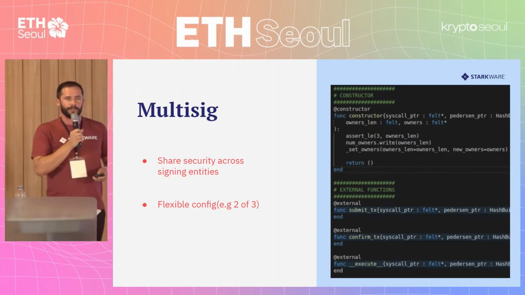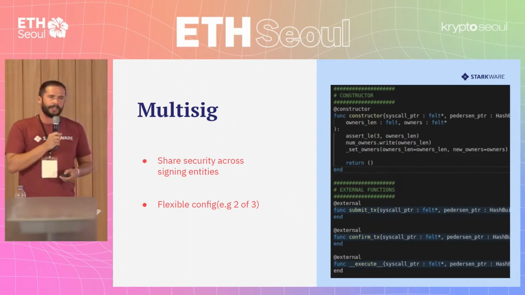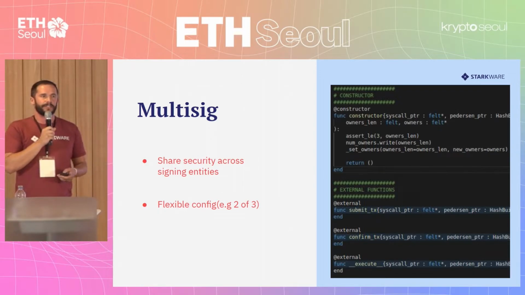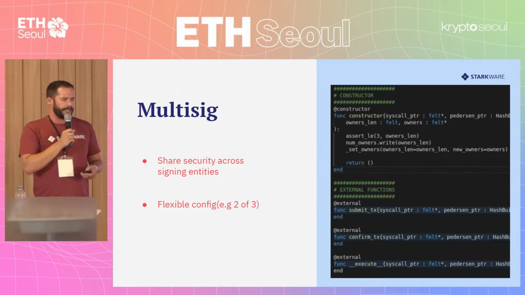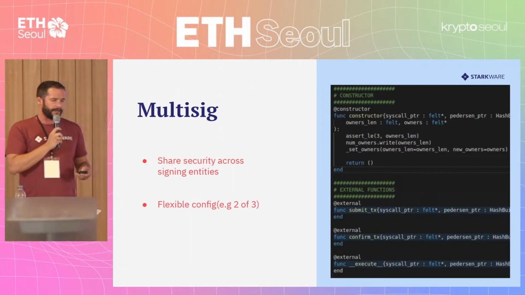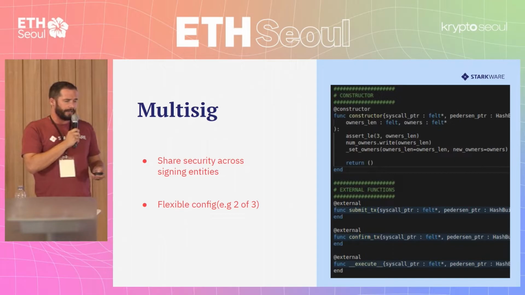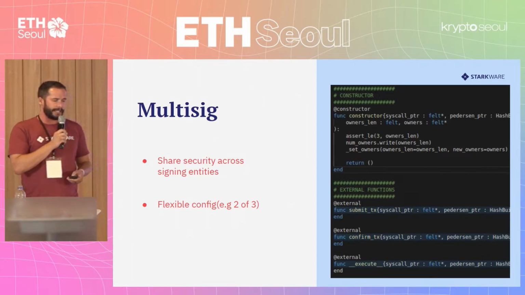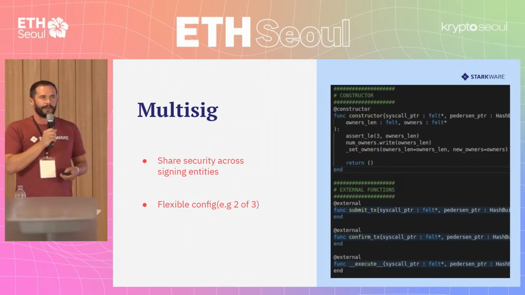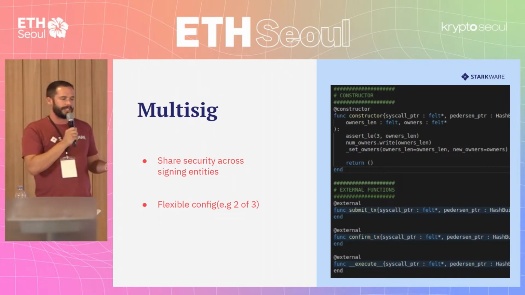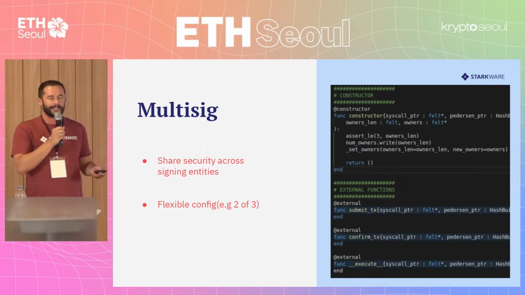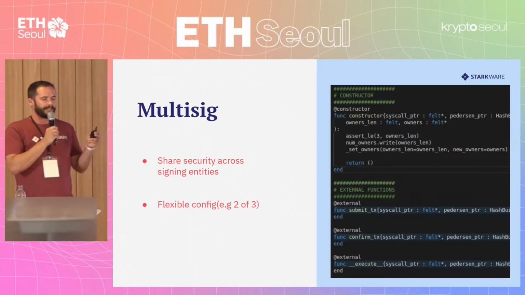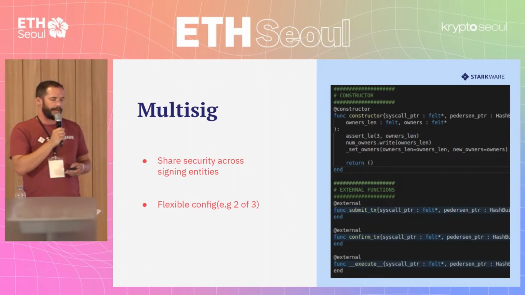Multi-Sig, we talked about Multi-Sig briefly. It's super important to the DeFi ecosystem. You don't want to be trusting a contract with one person managing one private key. So we have a share of security across signing entities, and a lot of different configs in the construction of Multi-Sig, so 2 of 3, X of X. A lot of this implementation is easier with account abstraction.